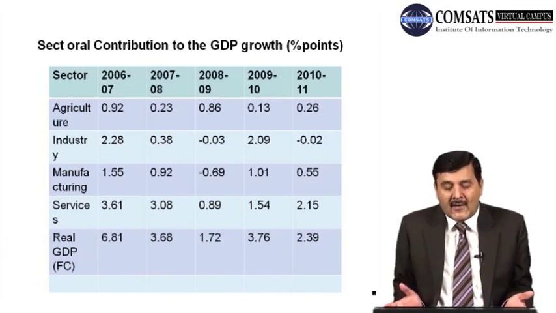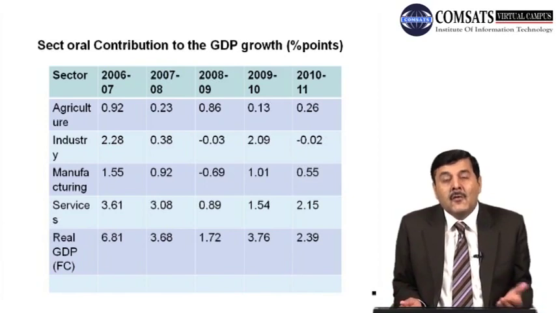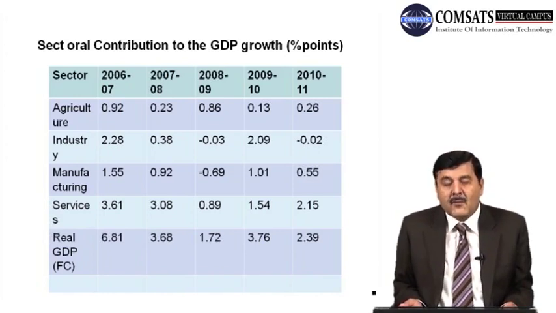So the overall growth rate came from 3.6 to 1.72%. Now if you look at the figures of 2009-2010, the growth contribution of the agriculture sector is just 0.13%, which is very, very low. And if you look at the contribution of the industrial sector, that is 2.09. Again, it's a good contribution in this year. Manufacturing 1.0, service 1.5. So overall growth of real GDP was 3.76%.